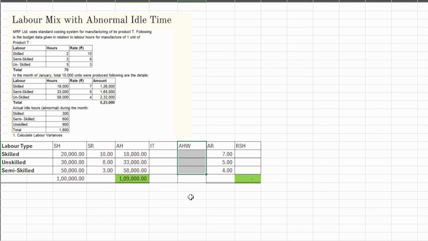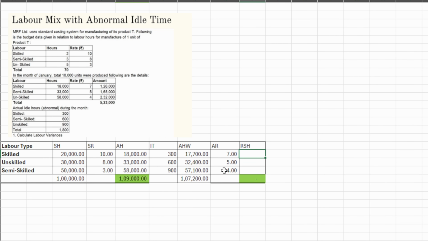the actual hours worked. Idle time in this problem is directly given, otherwise you will have to calculate. So this is the total idle time. That means my workers are paid for these many hours, but out of this they have not worked idle time. So I calculate something called as actual hours worked. So this is the productivity hours.